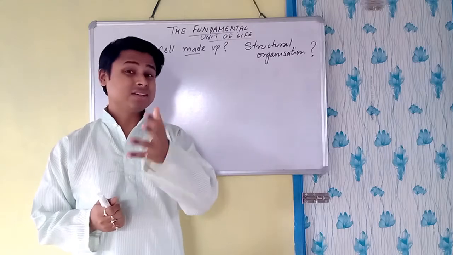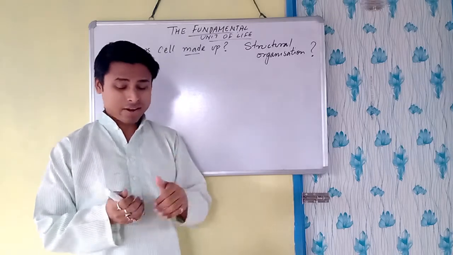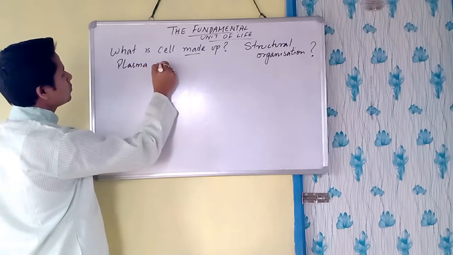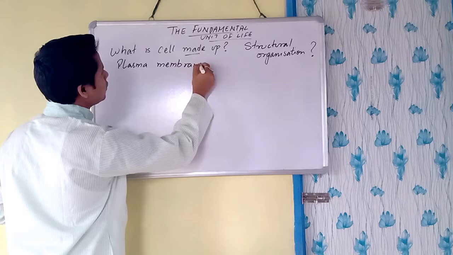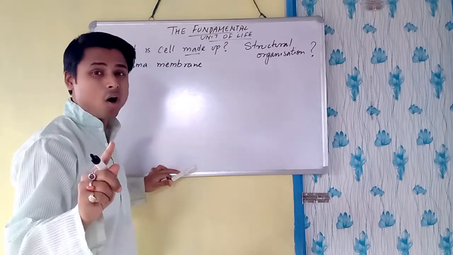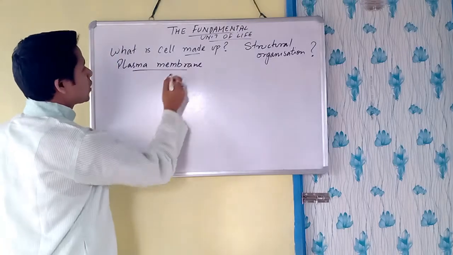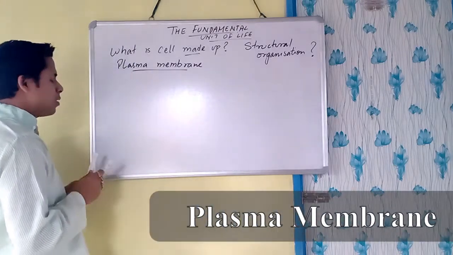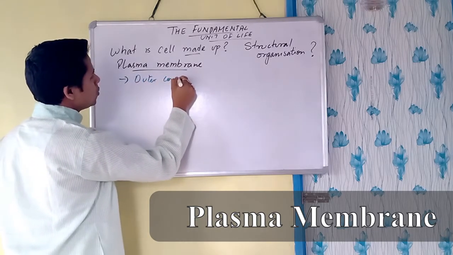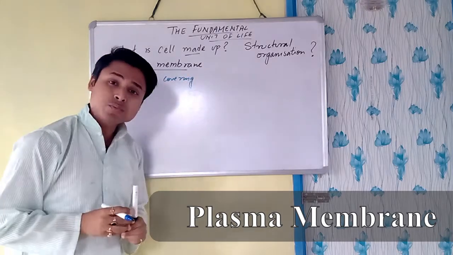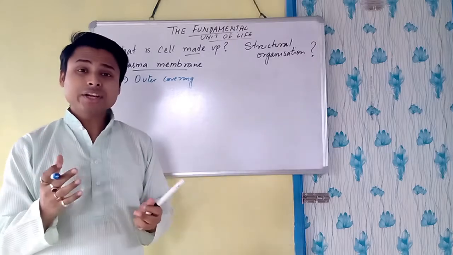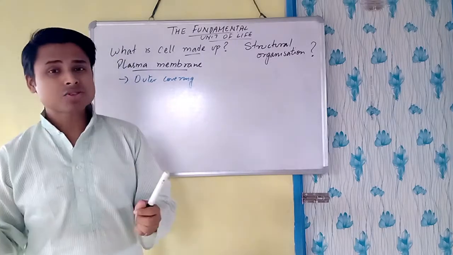These things we will discuss, but in today's video we will cover only the plasma membrane, then we will cover the nucleus, including the cell wall. So first we will discuss the plasma membrane. Plasma membrane, as I have already said, is the outer covering. We can say this plasma membrane gives protection from the outer environment. It separates the cellular components from the outer environment.